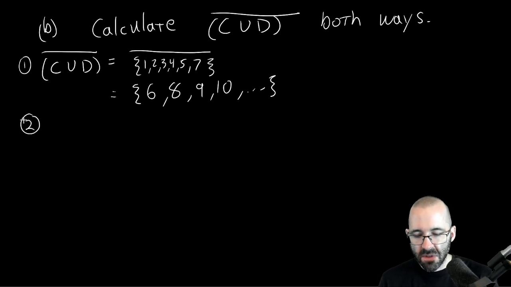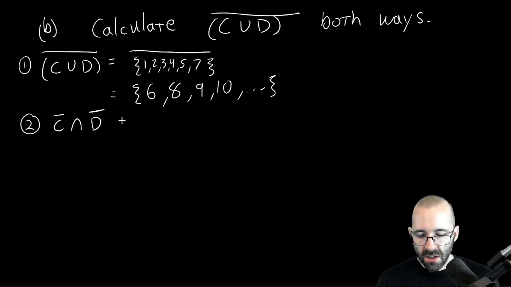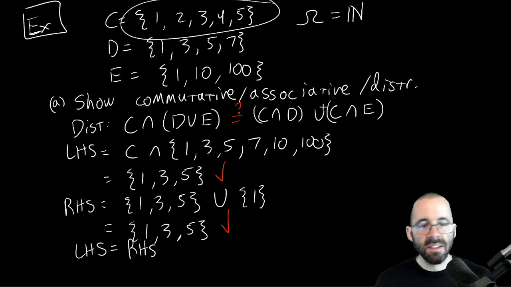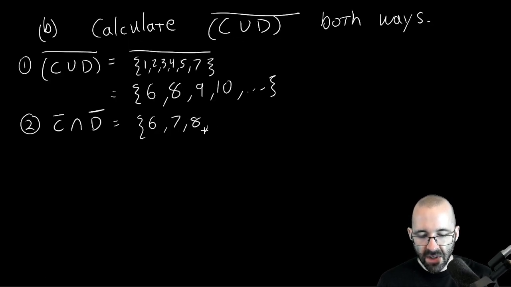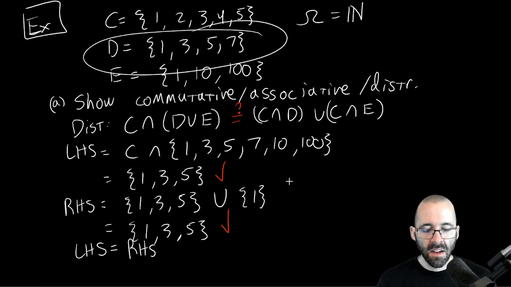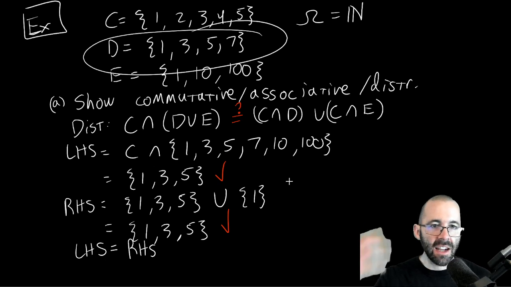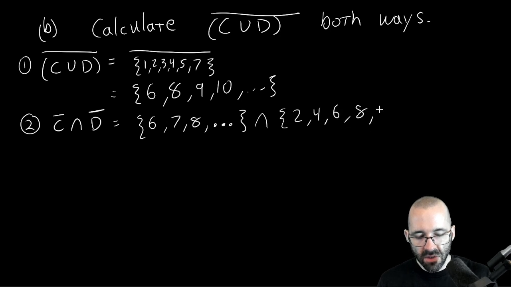So let's see if De Morgan's laws holds. This is supposed to be not C intersect not D, according to De Morgan's laws. So what's not C? Everything that's not in C is the natural numbers that are 6 or higher. So 6, 7, 8, etc. We intersect that with not D. What's in the complement of D? That's 2, 4, 6, 8, and then all the natural numbers after that. So now we go 9, 10, 11, etc.